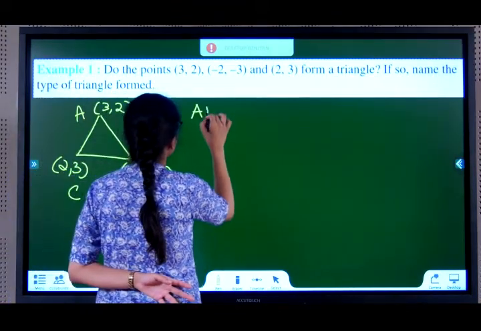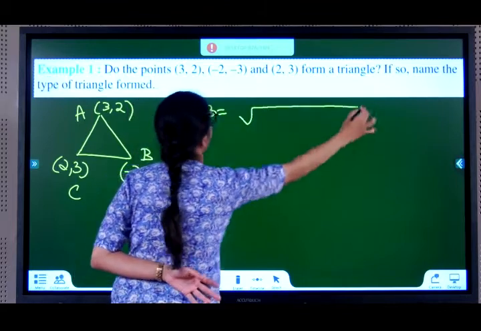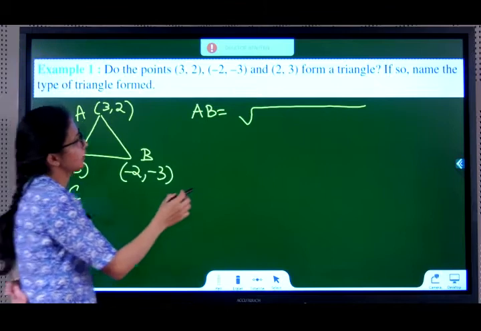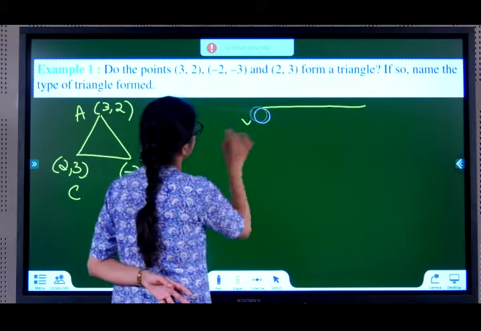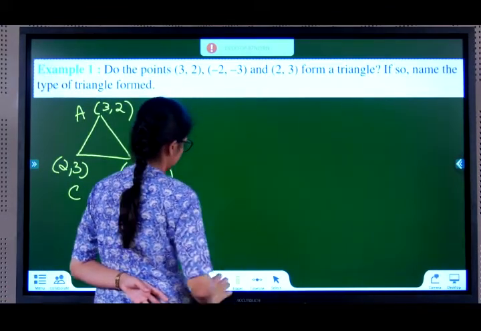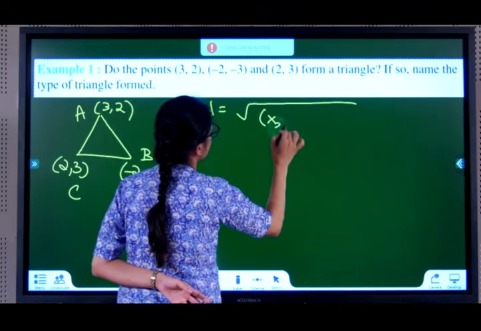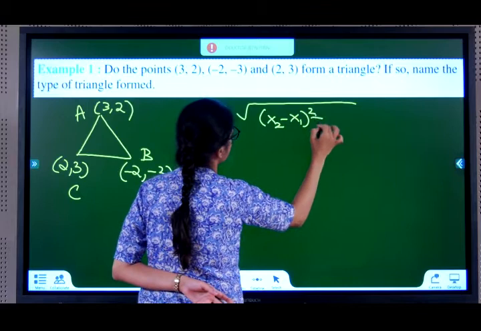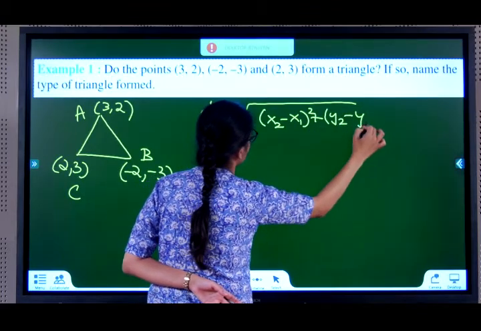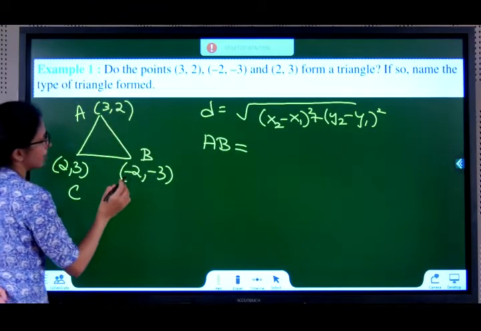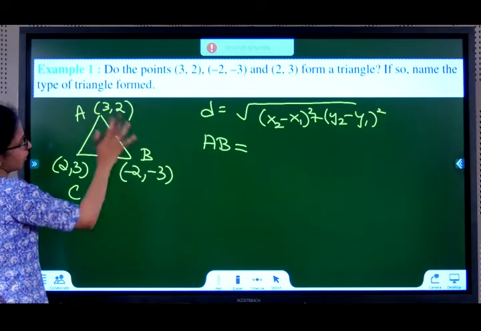So, what will be AB? We can first write the distance formula. We know that the distance formula is root of (x2 minus x1) the whole square plus (y2 minus y1) the whole square. We will apply this for each distance. For AB, let us say this is x2 and this is x1.